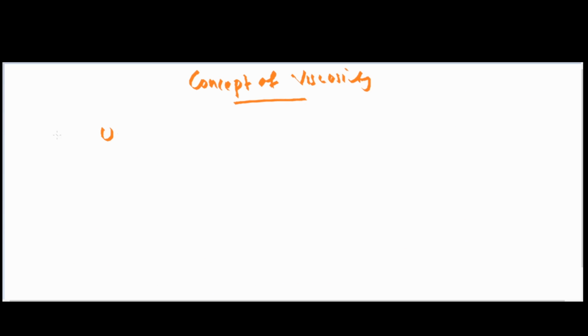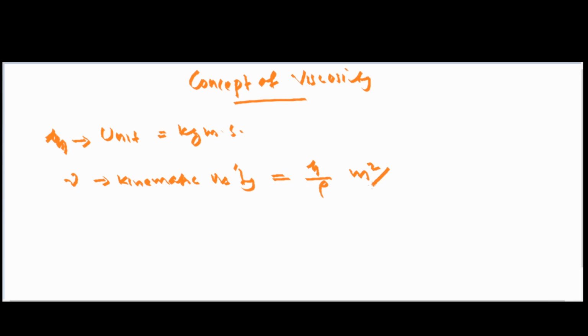The unit of dynamic viscosity mu is kilogram per meter per second. And we can again define nu, which is kinematic viscosity, defined as mu by rho, and the unit is meter square per second. Now tau is equal to mu du by dy, and mu is actually tau divided by du by dy.